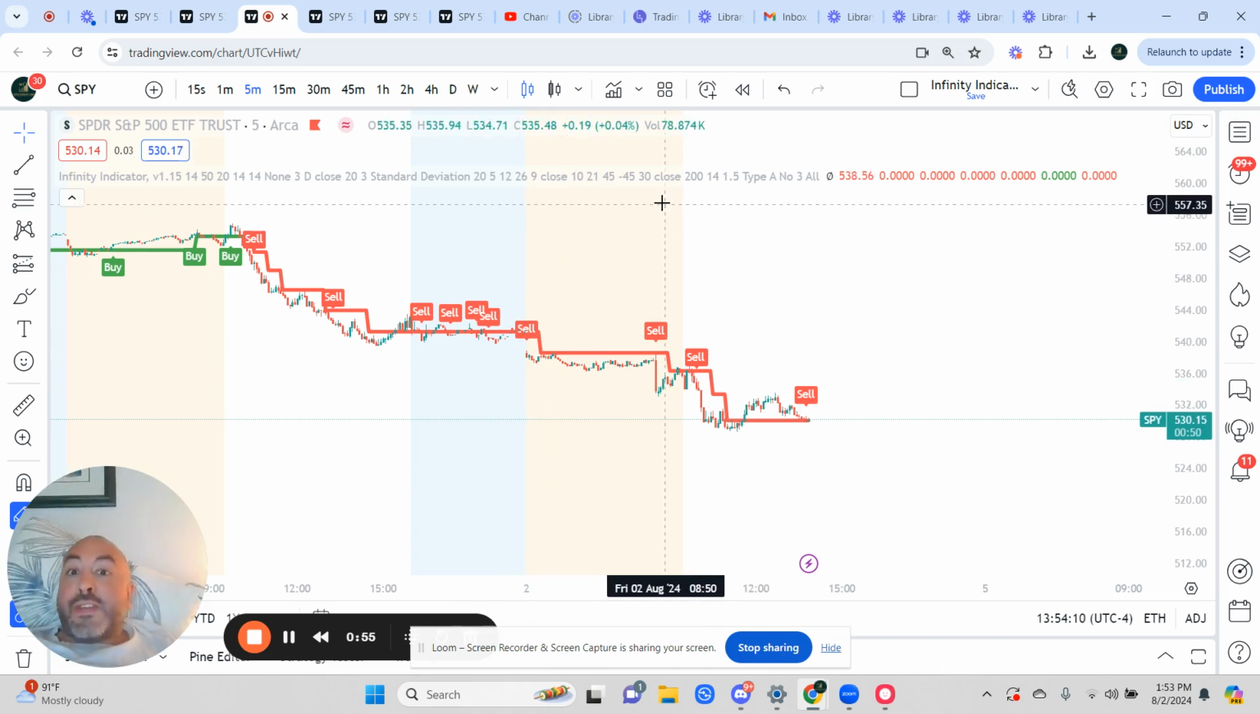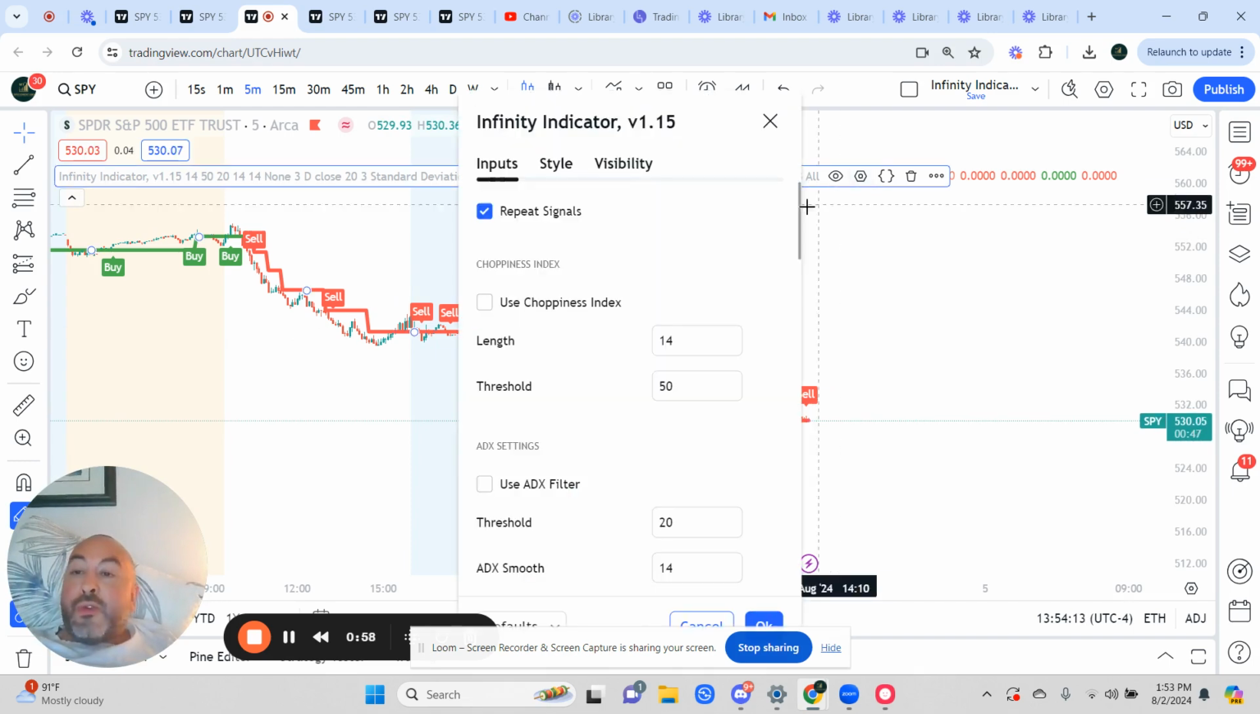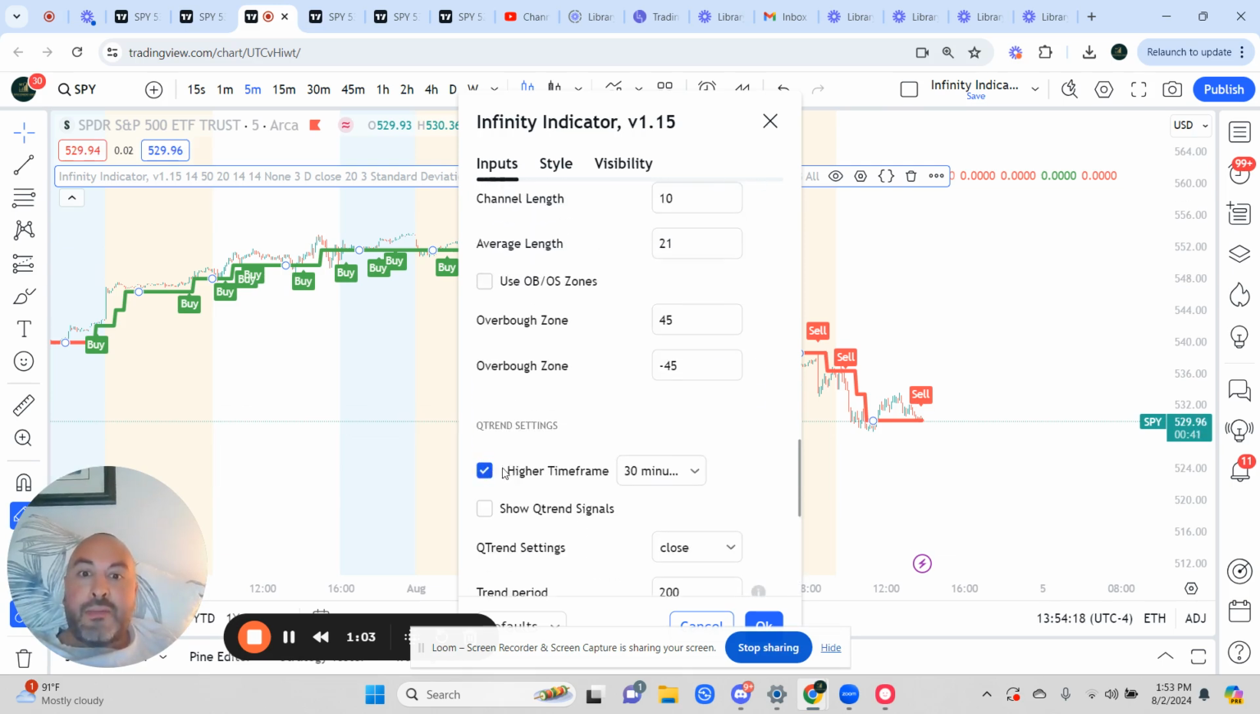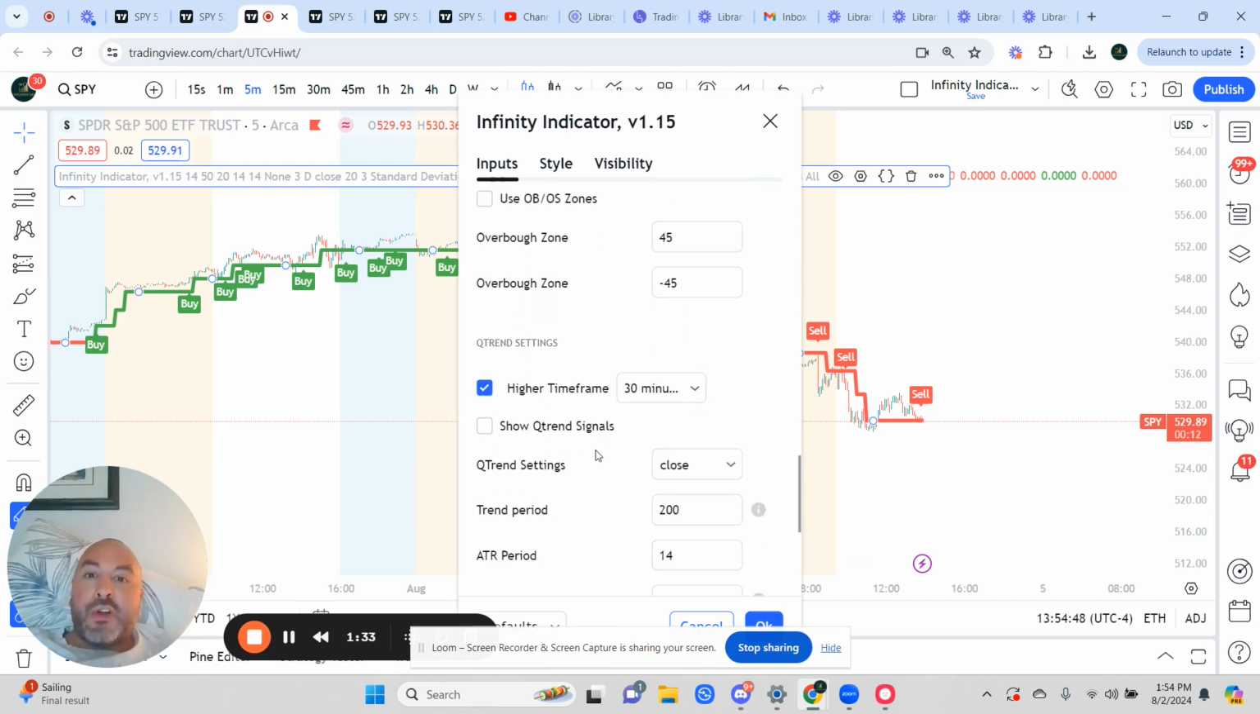So for day trading, we use our 5 minute chart, and our setting for higher time frame, remember you have to have this box checked if you're using it, is 30 minutes. I'm going to show you the difference now. First, I'm going to share the results with you. For last month, with the higher time frame on, we won 67 of 84 trades. So 80%.